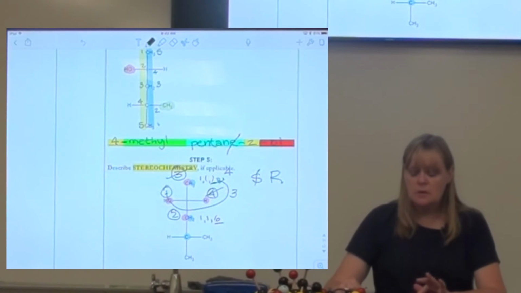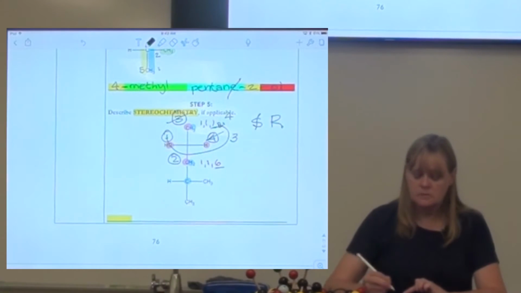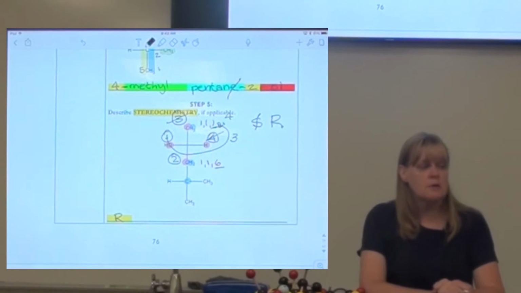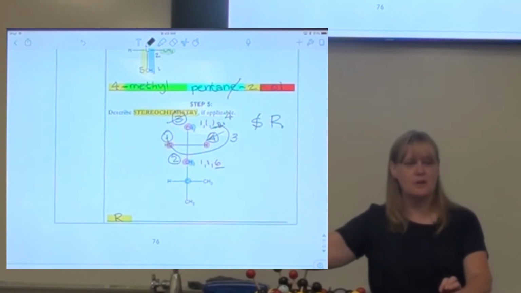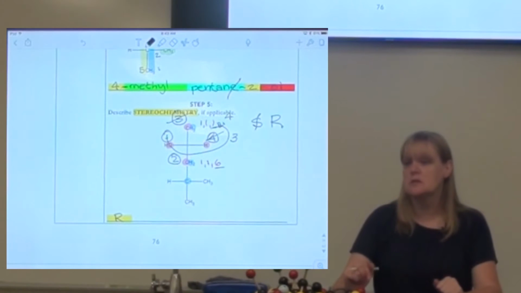Are you okay with it being R, or am I jumping the gun here? All right, so now you just write the letter R out in front. If there were multiple chirality centers, you have to say that it's on carbon 2, and then the other ones you'd also have to give a number. But since there's only one, you just have to put the designation.